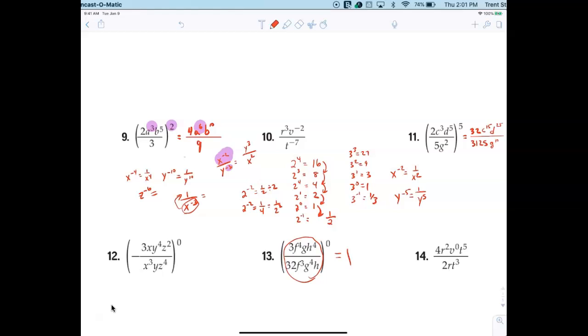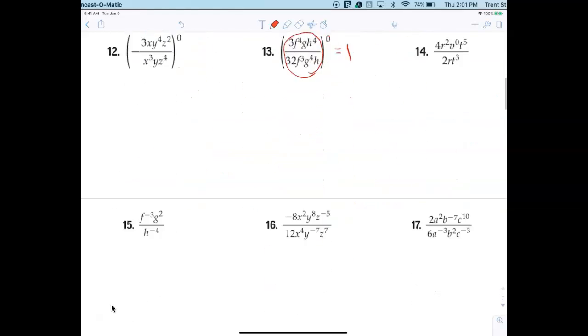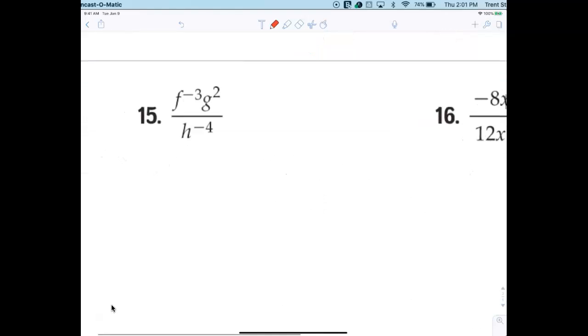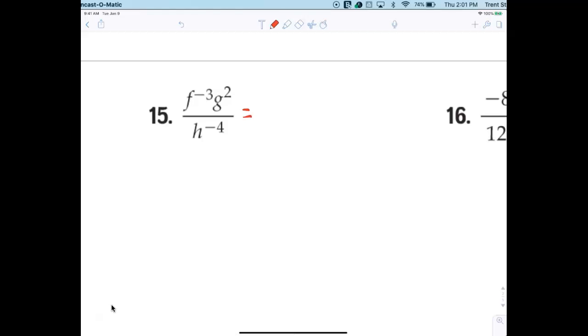So 13 we said was 1, right? Yes. All right, let's knock out 15 now. Miss Yulesman, you're up. What is this one? It's just F, right? Because there's no exponent. So where do I put the F? On the top. What is this? Negative. So where does that go?